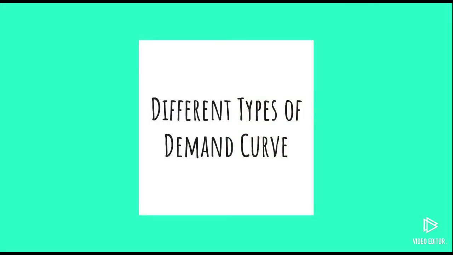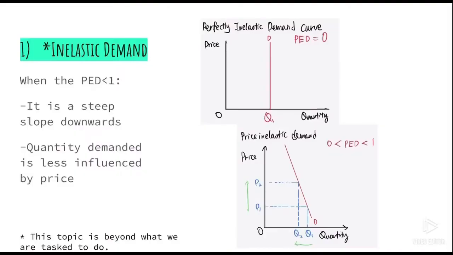And now, since we know how to calculate PED, let's go on to different types of demand curves and elasticity. When the price elasticity of demand, or the PED, is less than 1, the demand curve turns into a steep slope pointing downwards, and the quantity demanded in this type of market is less influenced by the price of the good.